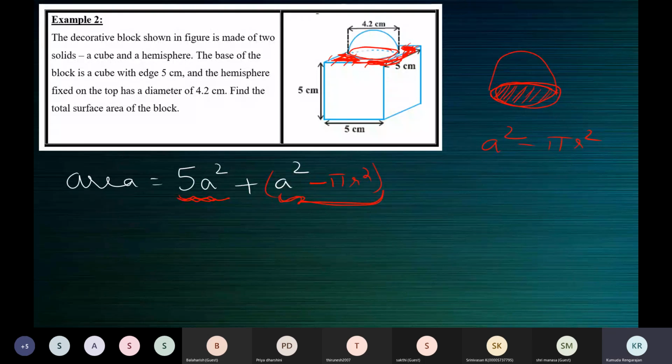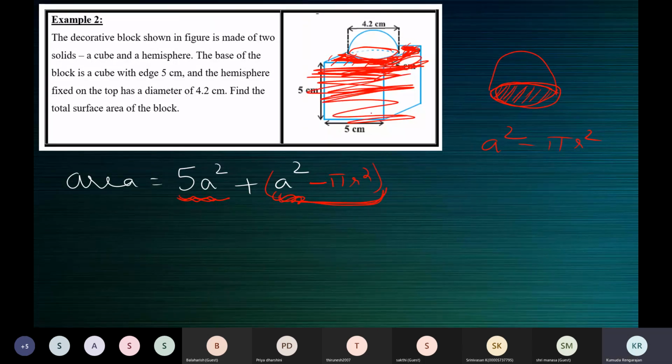Just imagine you're painting this block red. 5a square is painted red. And on the sixth face, the remaining area, a square minus pi r square, that's also painted. This is painted red. All this is painted red.